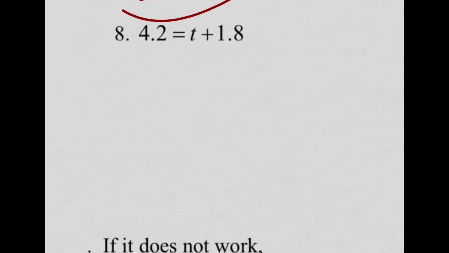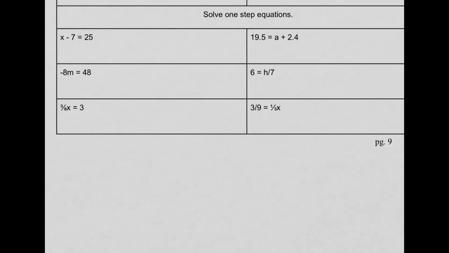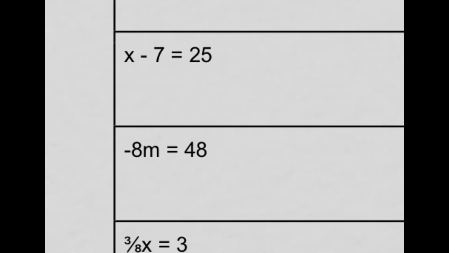As written, t has plus 1.8. I can cancel that out with subtraction. If I do that on the right side of the equal sign, I have to do that on the left side of the equal sign also. This goes away, and I have 2.4 is equal to t. This is what this section of the quiz will look like, about 6 problems. We start with the side that has the variable. If it says -7, put a +7, but do it to the other side too.